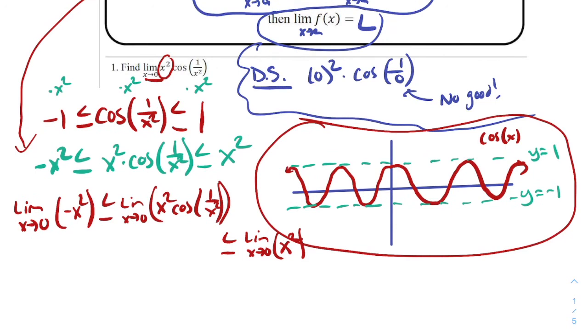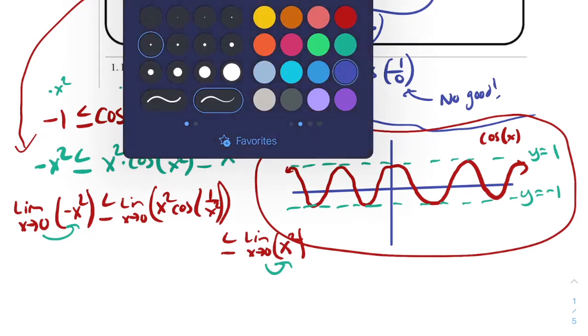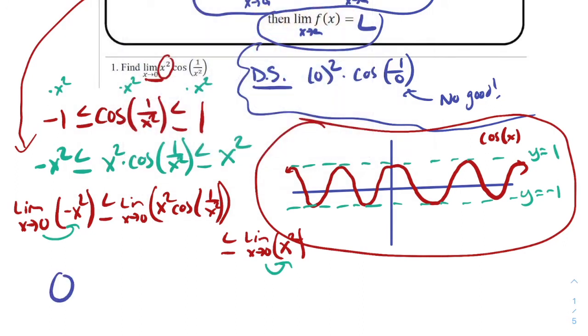Conveniently for us, the ones on the outside are very easy with direct substitution. We can plug those in. The limit as x approaches 0 of negative x squared is just going to be 0, and the limit as x approaches 0 of positive x squared is also 0. So what does that tell me? Well, this limit in the middle, the limit as x approaches 0 of x squared times cosine of 1 over x squared, has to be between 0 and 0.